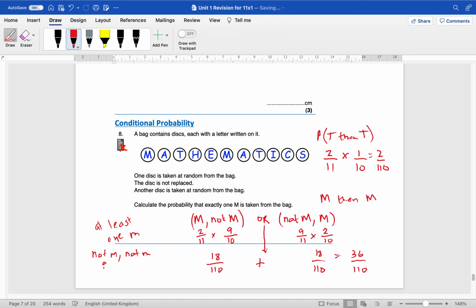okay? So there's 9 out of 11 initially, followed by 8 out of 10, which is 72 out of 110. However, that is the probability of having no M's at all. Every other probability includes either 1M or 2M's in this case, which would be allowed, okay? So take the 72 away from 110, so the chances of getting at least 1M would be 38. And notice I'm not simplifying at all, okay? So that's quite a common one. At least one of something, work out the opposite.